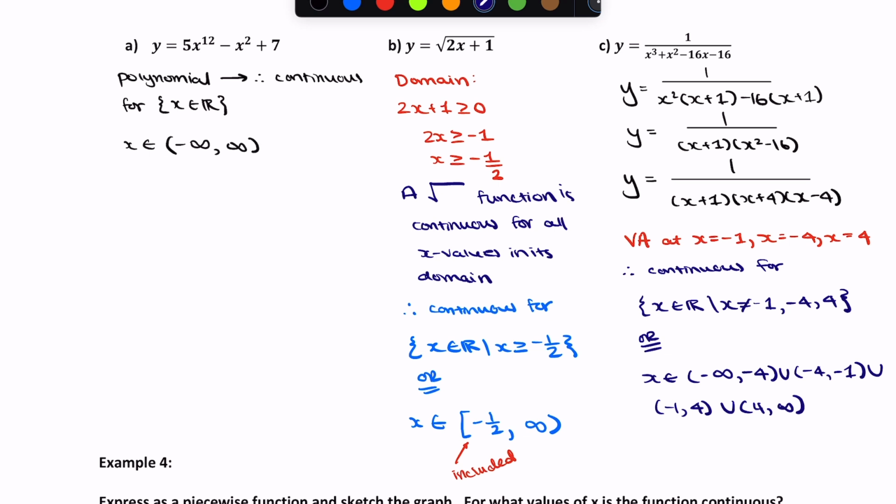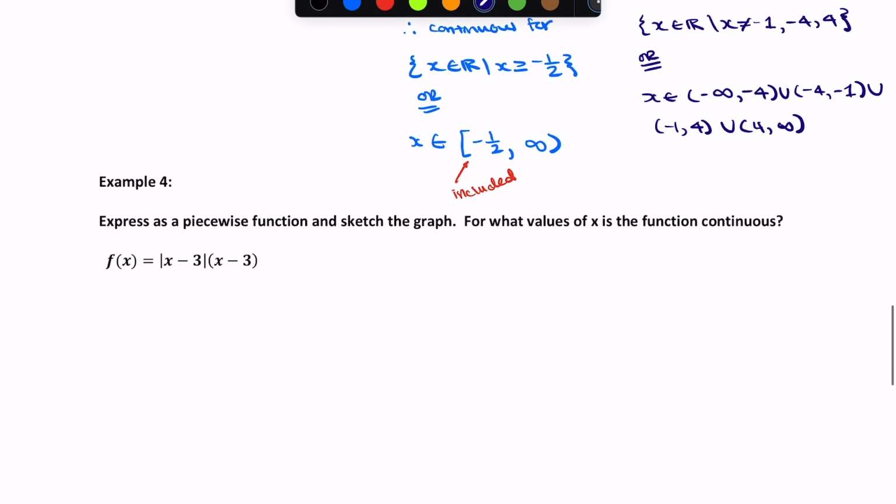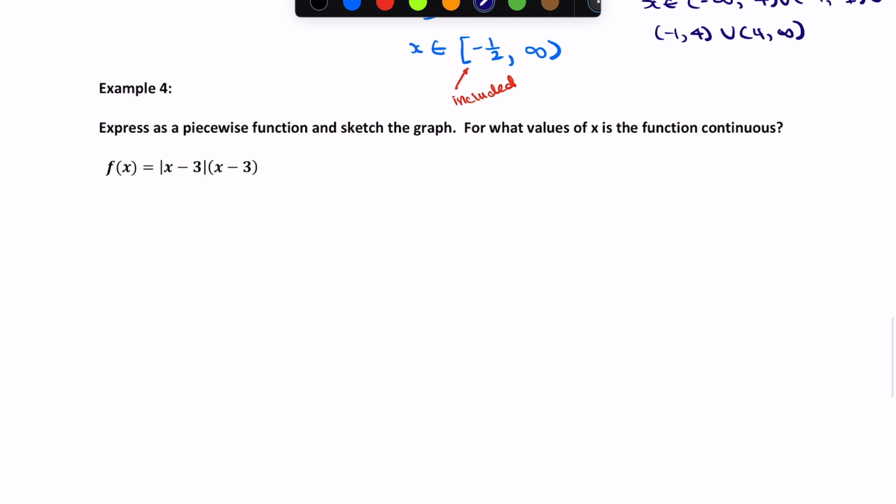Okay, so let's look at example 4. It says express as a piecewise function and sketch the graph. For what values of x is the function continuous? Okay, so a couple of things. Here, when x minus 3 is greater than or equal to 0, so this is the positive, x is greater than or equal to 3, so no change there.